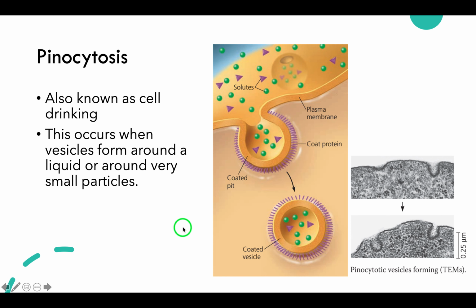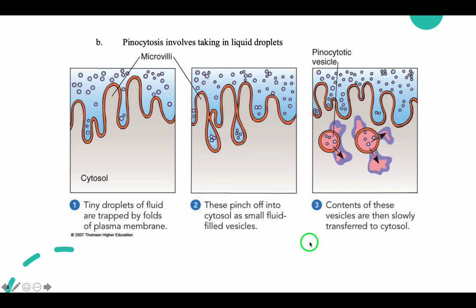Now, what are these materials that coat the vesicles? This one. In many cases, the parts of the plasma membrane that form vesicles are lined on their cytoplasmic side by a layer of coat proteins called pits, and the resulting vesicles are said to be coated.